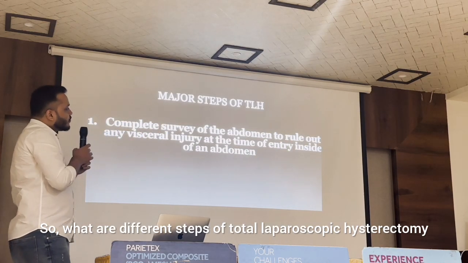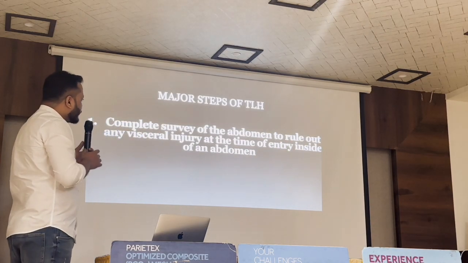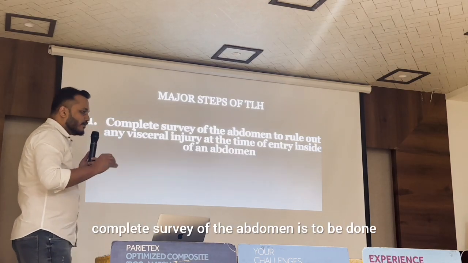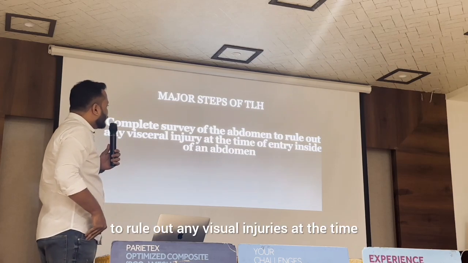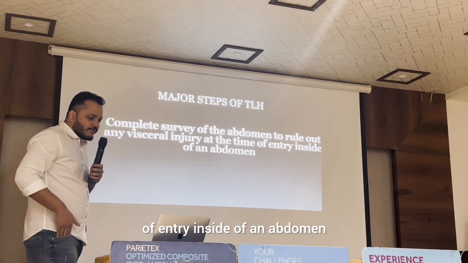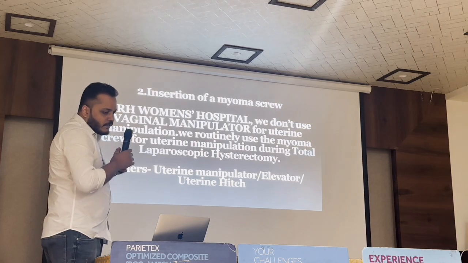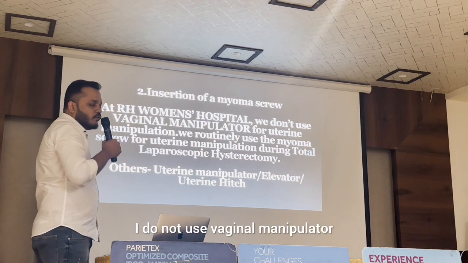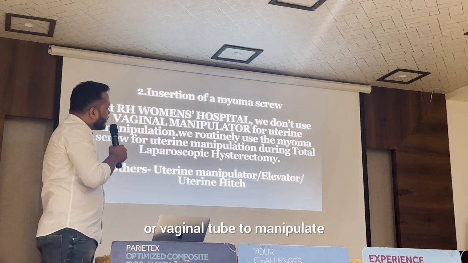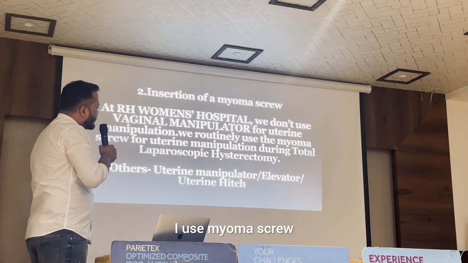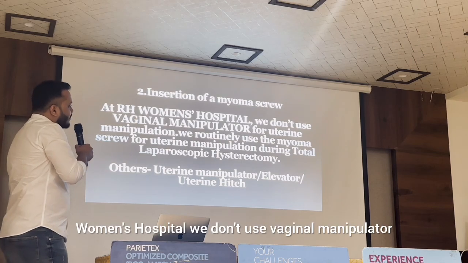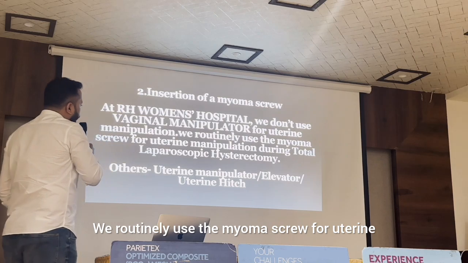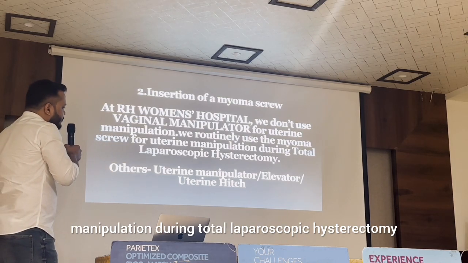So what are the different steps of total laparoscopic hysterectomy? First, after you enter the abdomen, a complete survey of the abdomen is to be done to rule out any visceral injuries at the time of entry. Secondly, insertion of a myoma screw. I do not use a vaginal manipulator; I use the myoma screw. At RH Women's Hospital, we routinely use the myoma screw for uterine manipulation during total laparoscopic hysterectomy.